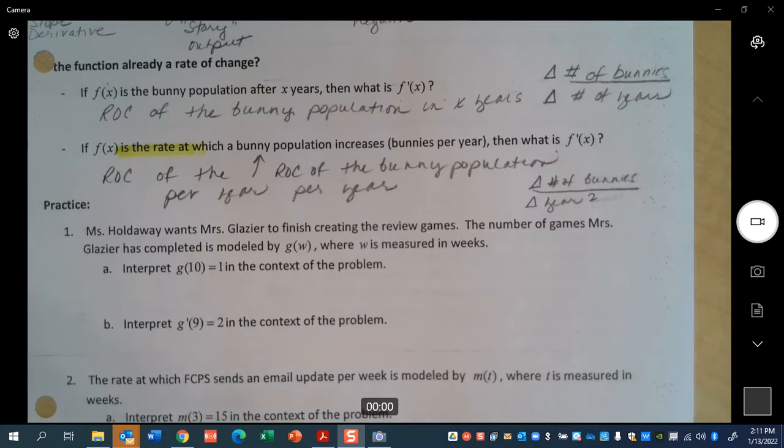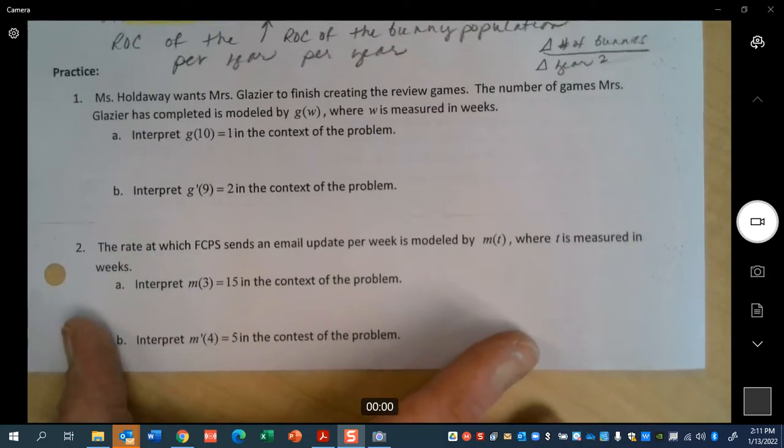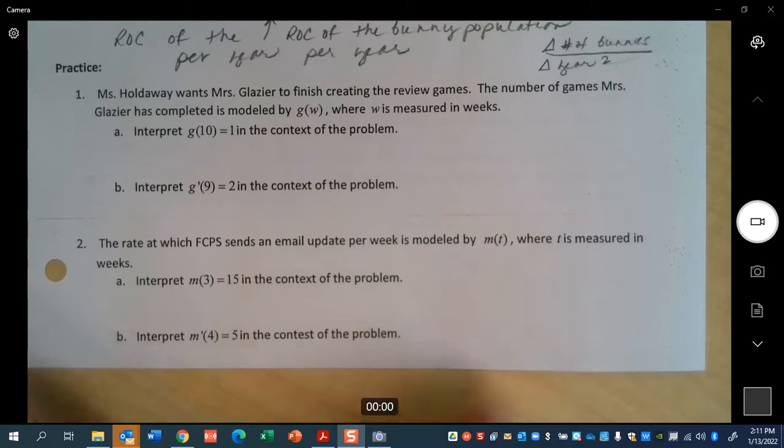All right, let's talk about this. Miss Holdaway wants Mrs. Glazer to finish creating review games. The number of games Mrs. Glazer has completed is modeled by G of W, where W is measured in weeks. With your group, go ahead and interpret A and B.